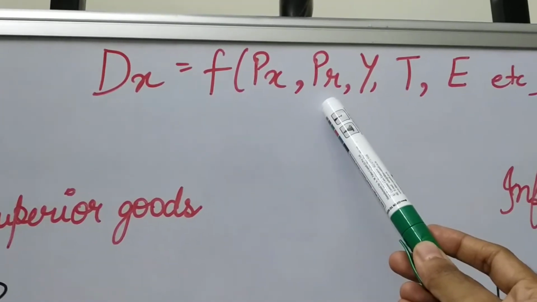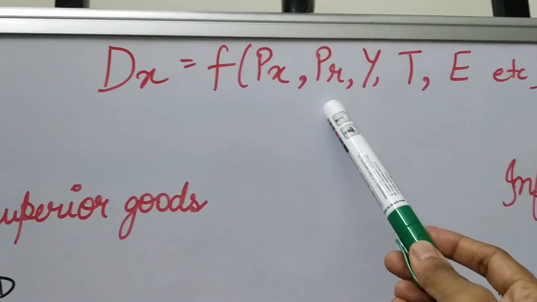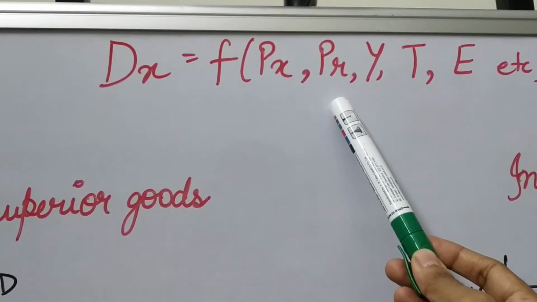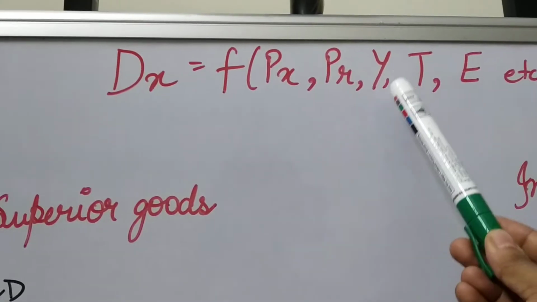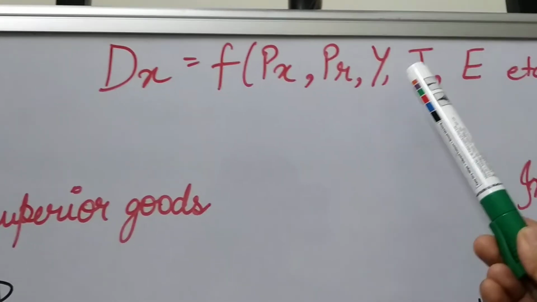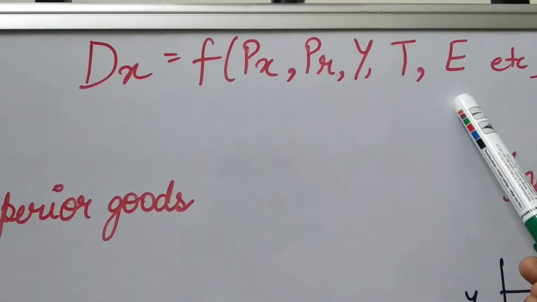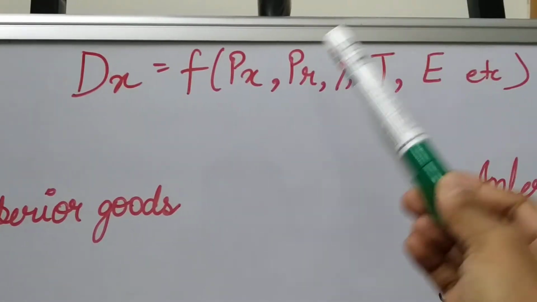Then demand is a function of the price of related goods, that means substitute goods and complementary goods. This I have also already discussed with you. Now, demand is also a function of income, taste and preferences, and future expectation. These three factors I am going to discuss today.